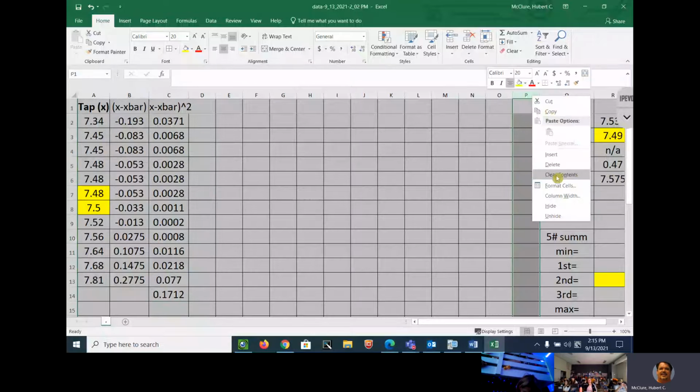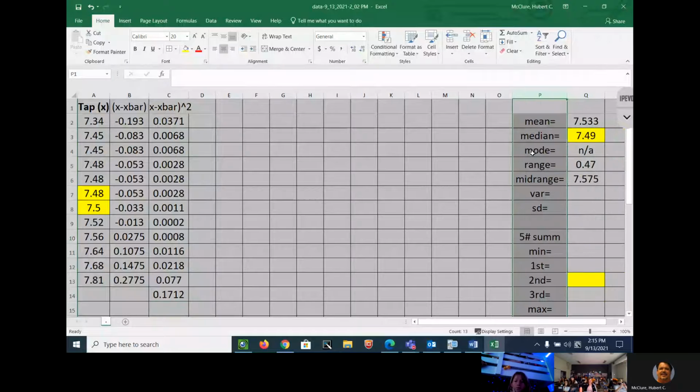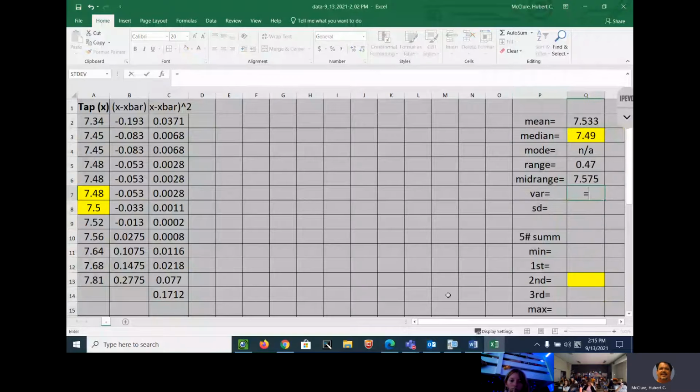I'm going to give y'all a minute to catch up. That's going to equal this guy divided by 11, because 12 minus 1 is 11. And then the standard deviation is equal to the square root of the what? Variance. What is the standard deviation equal to? Square root of the variance. Thank you. And that should be your numbers right there.